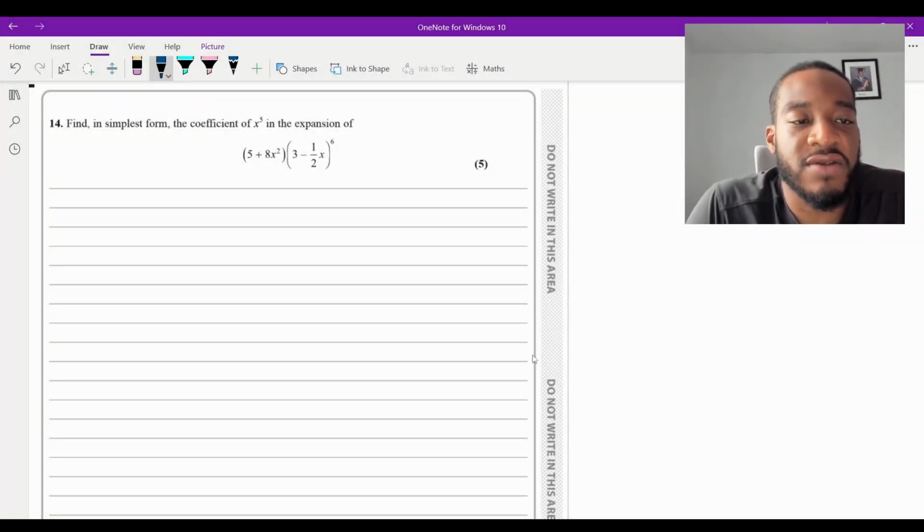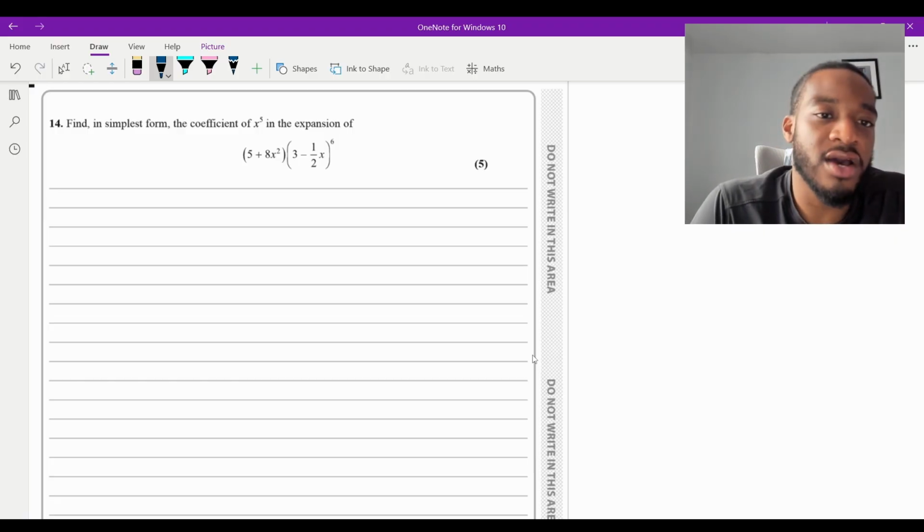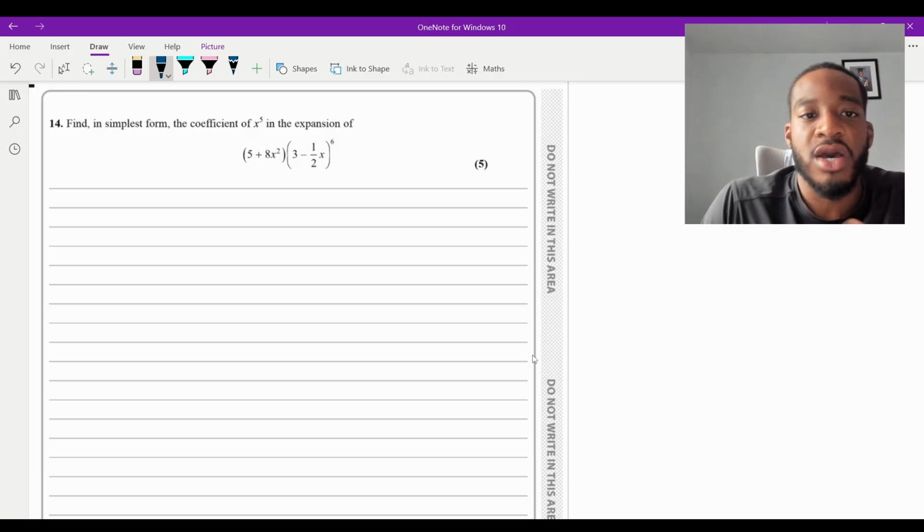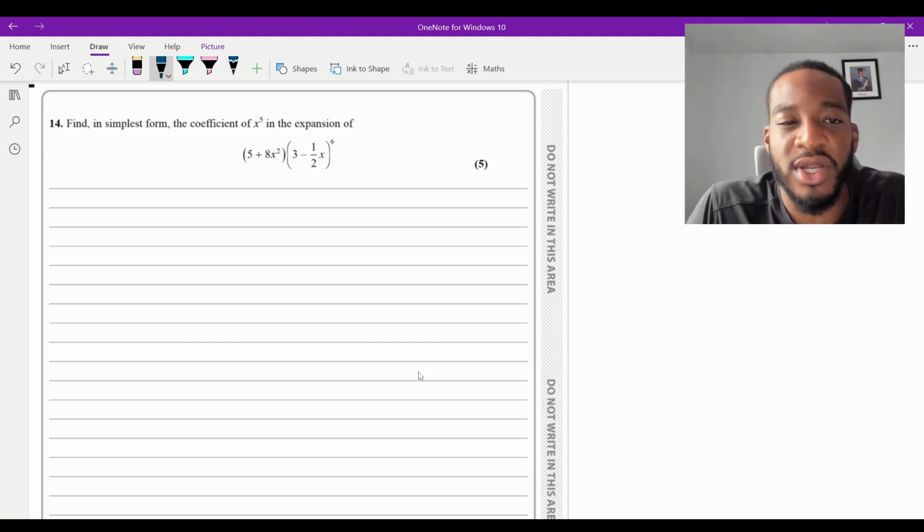Okay, so question 14 says, find in simplest form the coefficient of x to the 5 in the expansion of (5 + 8x squared) multiplied by (3 - a half x) to the power of 6, for 5 marks. Okay, so this one, as you can see quite clearly, it's a binomial expansion question.